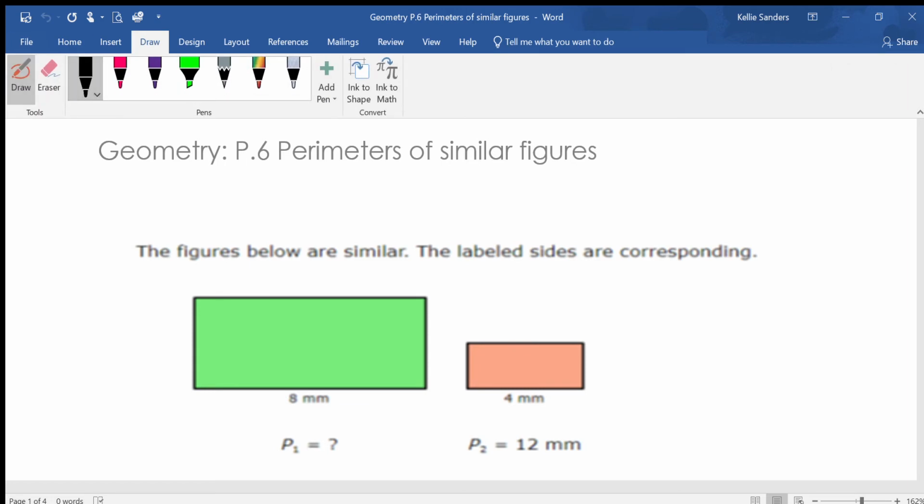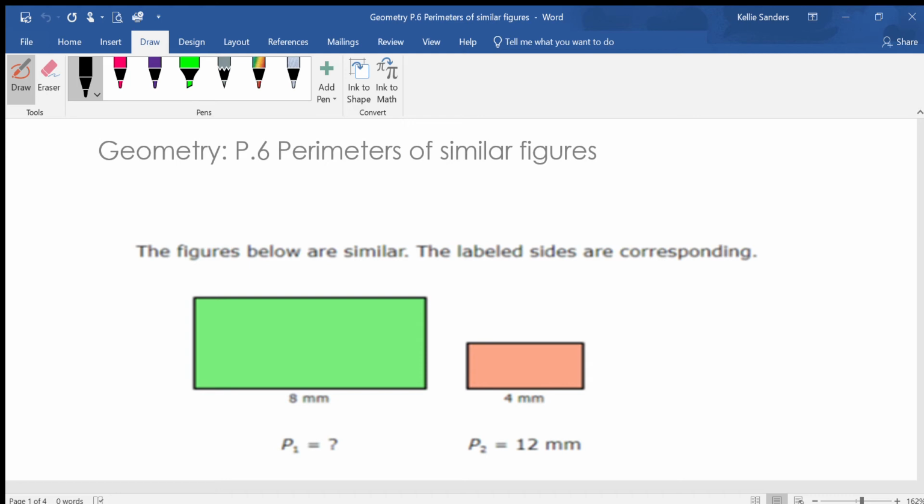Geometry piece 7, perimeters of similar figures. Whenever we're talking about perimeters, it's going to be pretty much exactly what we've been doing. In a couple of lessons from now, we're going to be talking about areas, and the areas are going to be pretty much totally different than what the perimeters are. But if it's perimeters, it's just a single ratio, single proportion, a single fraction equals a fraction.